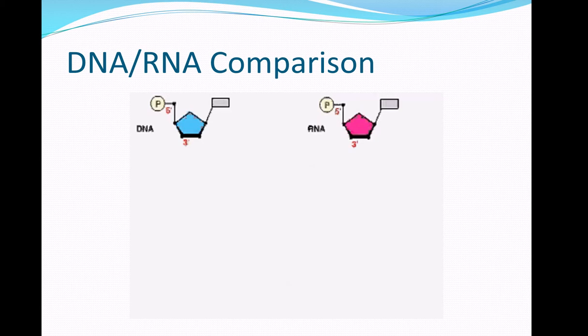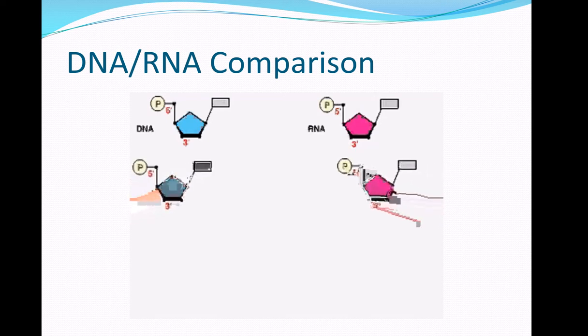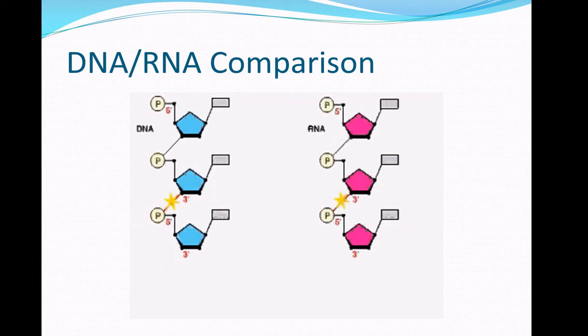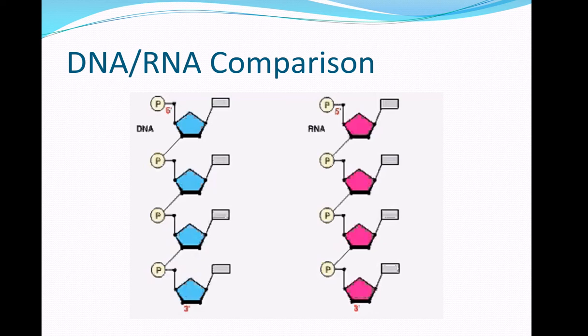DNA and RNA are polynucleotides, long chains of nucleotides. Polynucleotides are always assembled in the 5' to 3' direction. A covalent bond forms between the carbon at the 3' position of a nucleotide and the phosphate group at the 5' position of the next nucleotide.